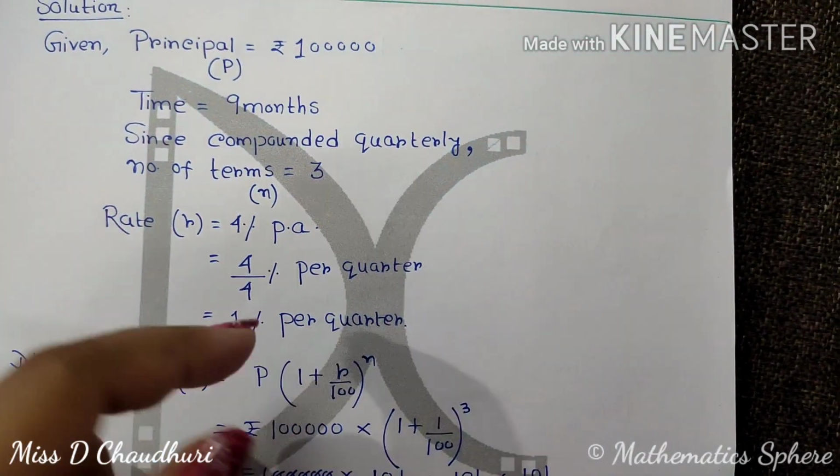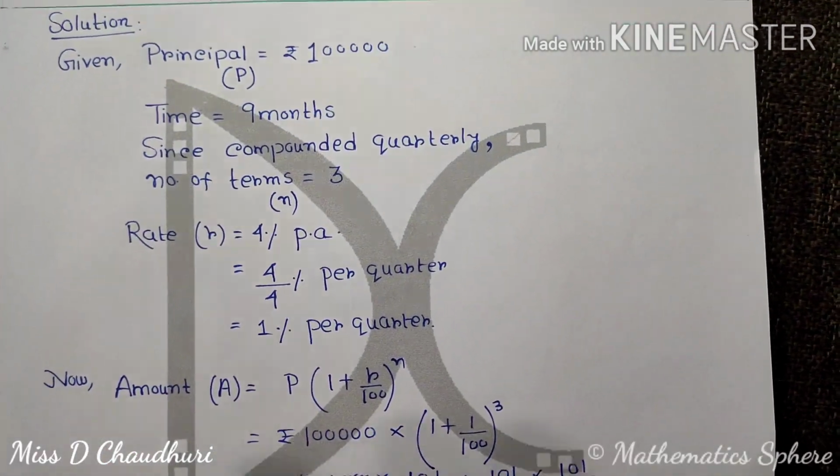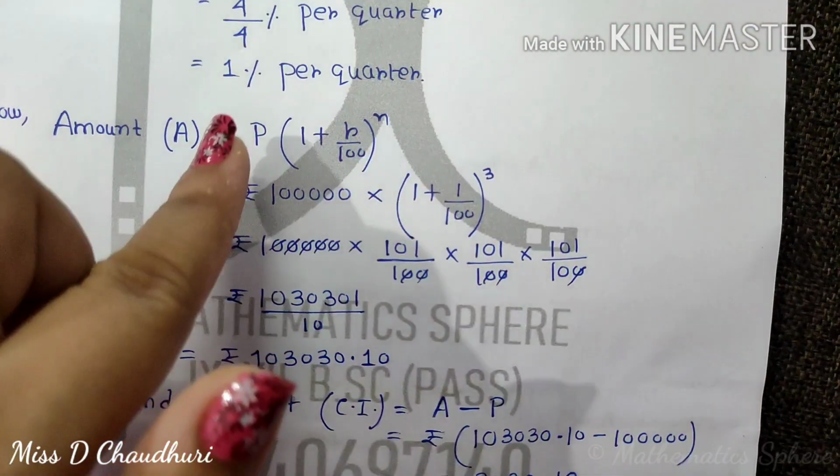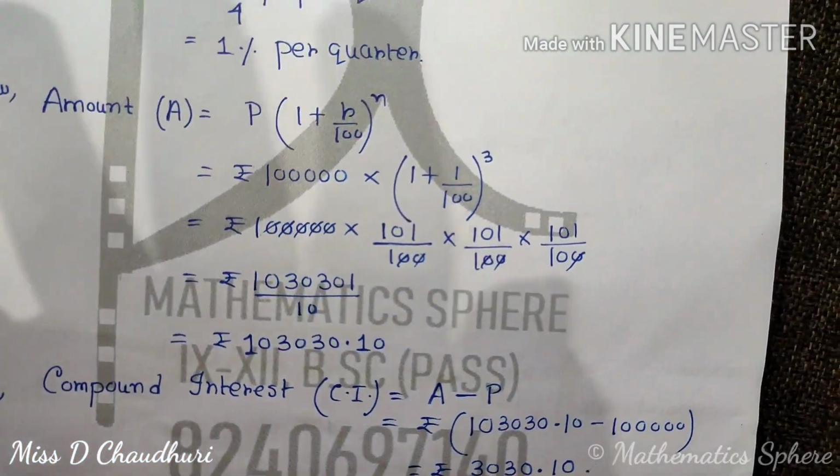Done. We have got all these things. Now our answer is complete. Just put the values and calculate. See, so amount A equal to P into 1 plus R by 100 whole to the power n, we know.